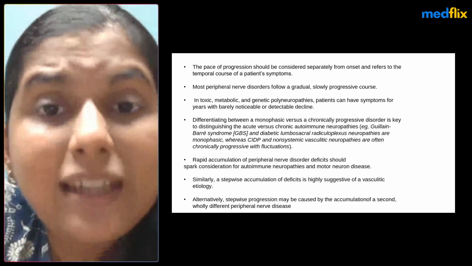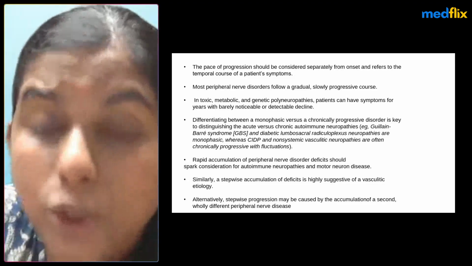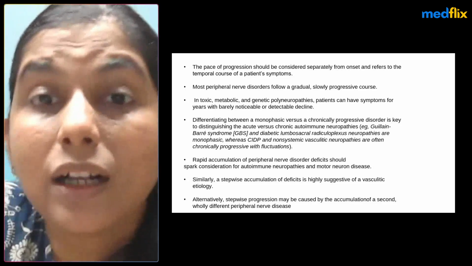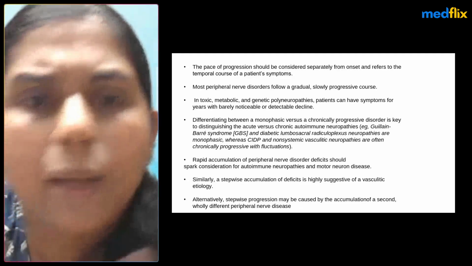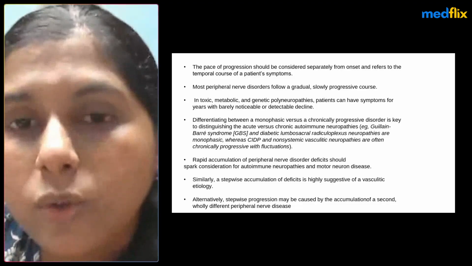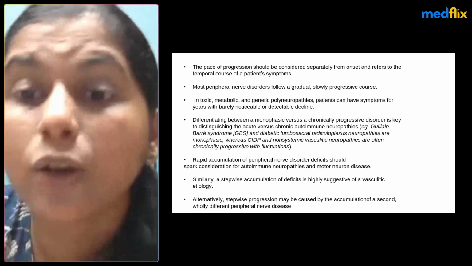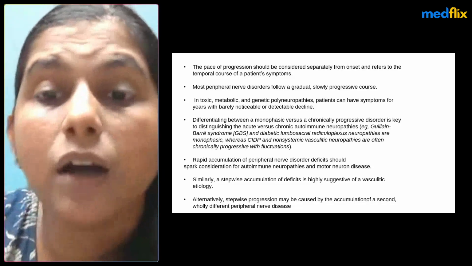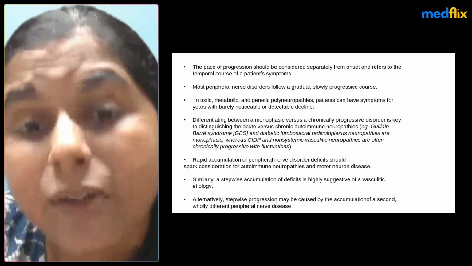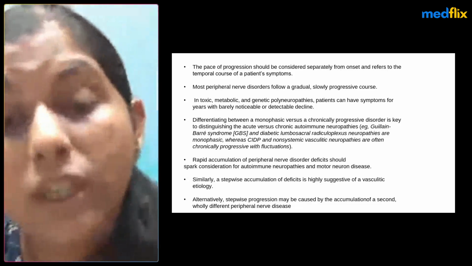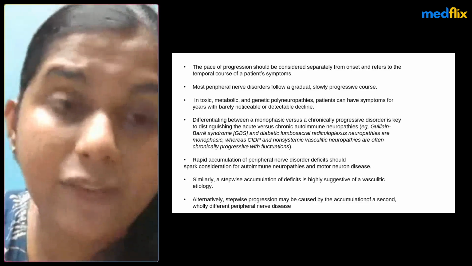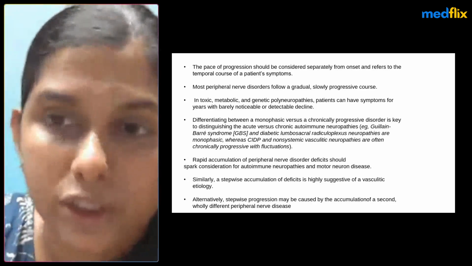What we need to remember is that the pace of progression, the tempo of progression, should be considered separately from the onset. And most peripheral neuropathies will follow a gradual, slowly progressive course. Toxic, metabolic, genetic, they have barely noticeable or detectable decline. What we need to do is differentiate between a monophasic illness versus a chronic progressive disorder, like an autoimmune neuropathy. That is very important. And when we have rapid accumulation of peripheral nerve disorders, we have to consider the possibility of an underlying autoimmune neuropathy. And when we have a stepwise accumulation of deficit, we have to consider the possibility of a vasculitic etiology.